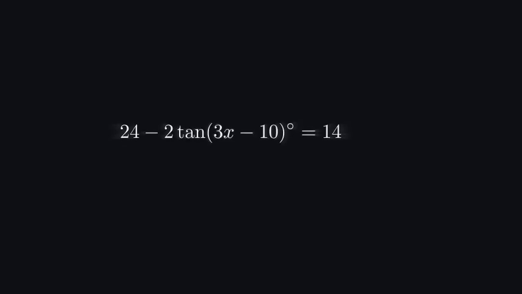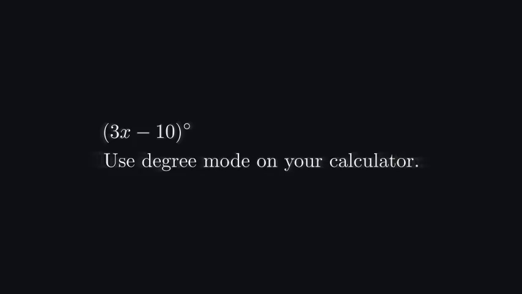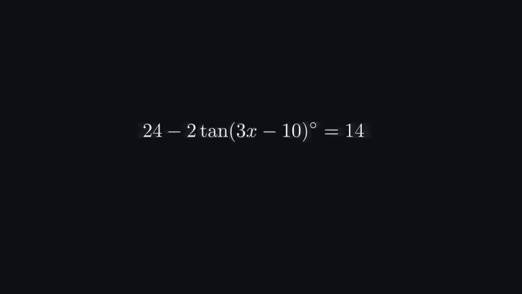24 minus 2 tan of (3x minus 10)° equals 14. 24 and 14 are ordinary numbers. Three x minus 10 degrees. Use degree mode on your calculator. 24 minus 2 tan of (3x minus 10)° equals 14. First, isolate tan of (3x minus 10)°.